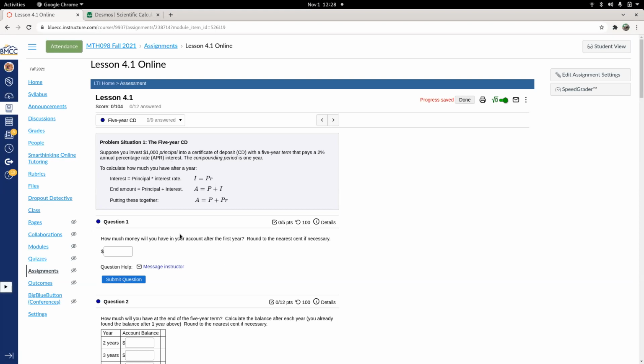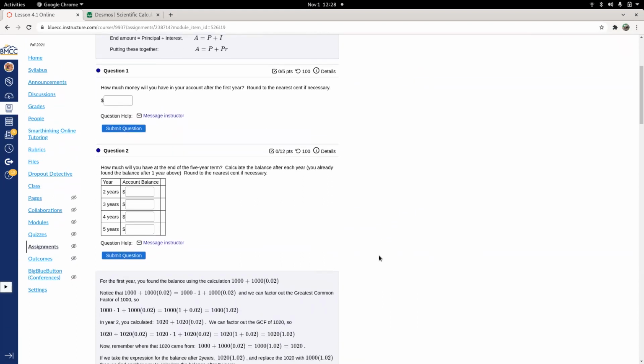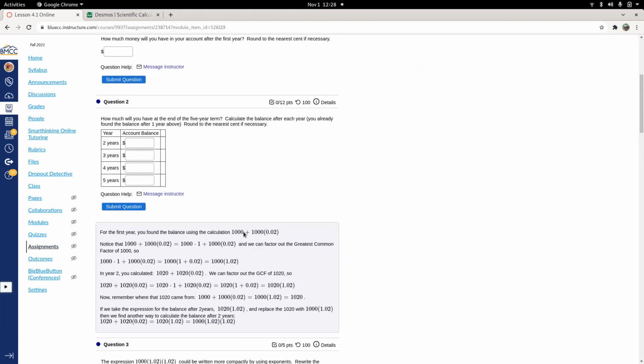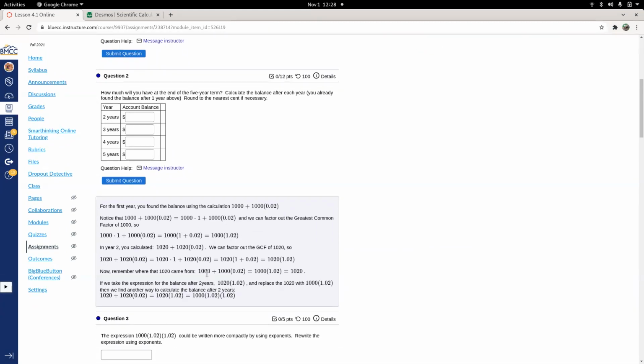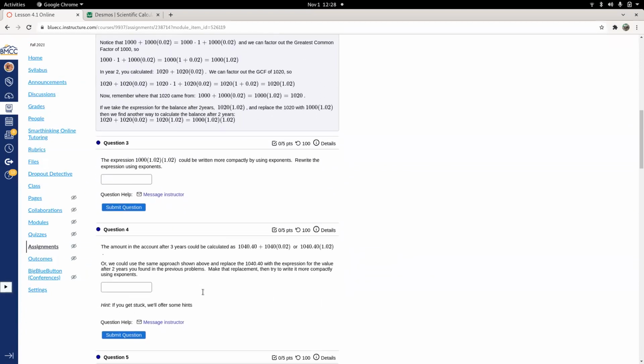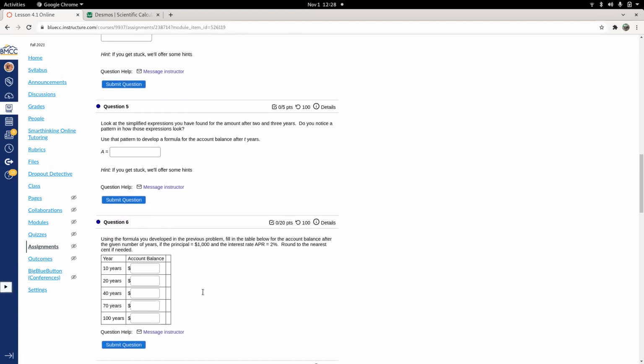So we want to know how much money you'll have in your account after the first year, rounded to the nearest cent if necessary. Moving down, we'll do that in a moment. How much will you have at the end of a 5-year term? So we're going to continue that: 1 year to 2 years to 3 years to 4 years to 5 years. And down here, there's a summary of how those calculations work. What I'm going to do is go over this summary here, and that's going to answer questions 1, 2, 3, 4, and 5. And then we'll move on to question 6 after that.